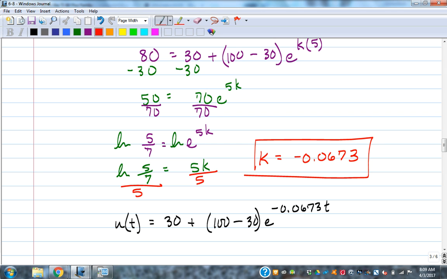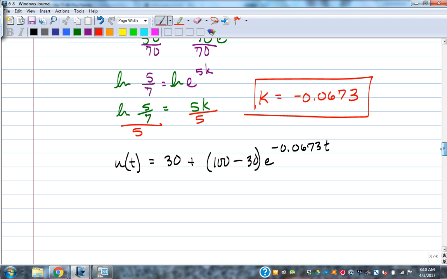Good question. All right, so here I'm going back to the original formula and plugging in. So the room temperature is 30, the initial temperature is 100. All that stuff's still the same. And then we got k right there. That's my cooling coefficient for whatever this object is. I don't know what it is. Doesn't matter what it is.